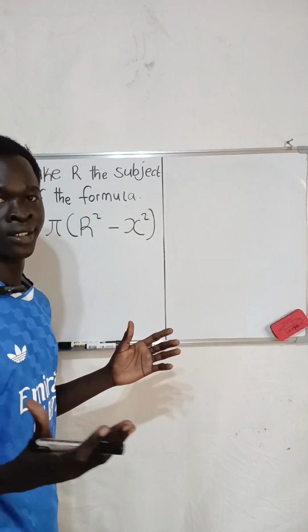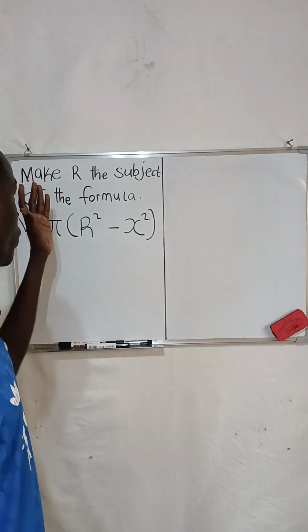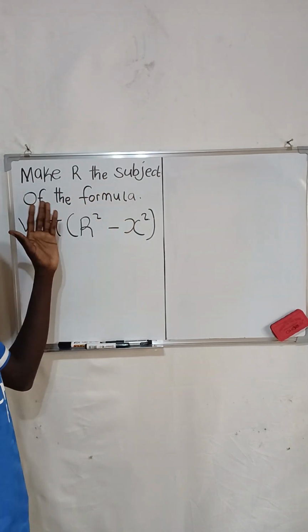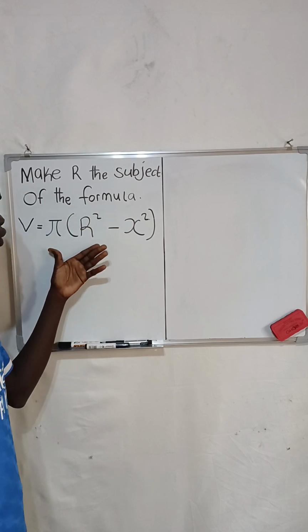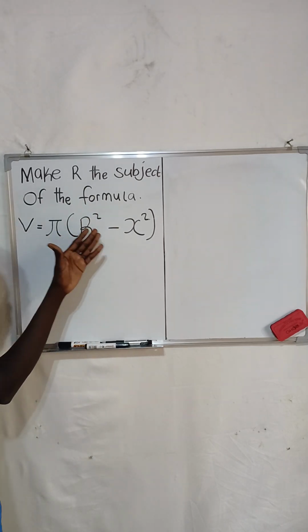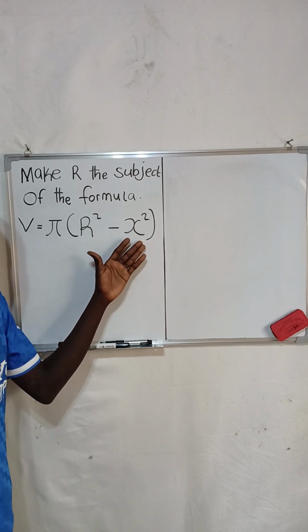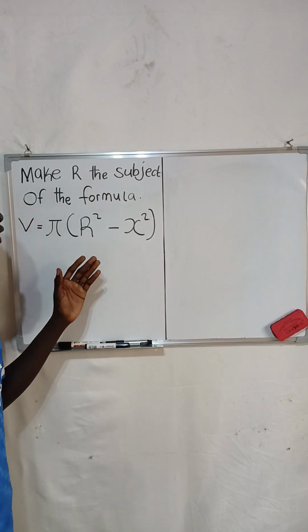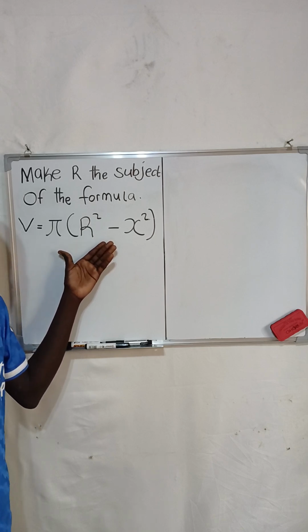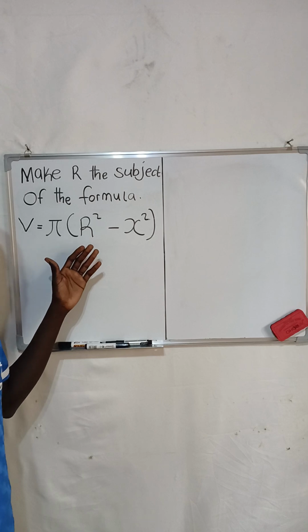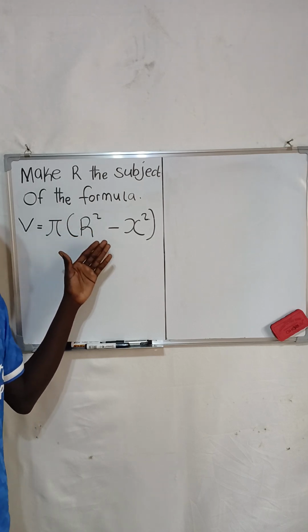Hi viewers, here let's consider what we have on board and make r the subject of the formula from this equation. V equals pi times (r squared minus x squared). In this question, we are asked to make r the subject of the formula. So now the question is, how are we going to make r the subject of the formula?